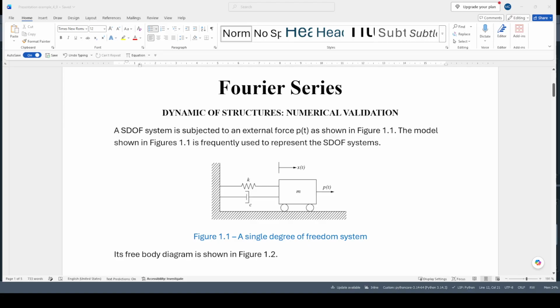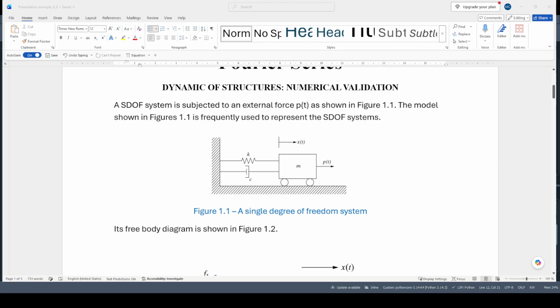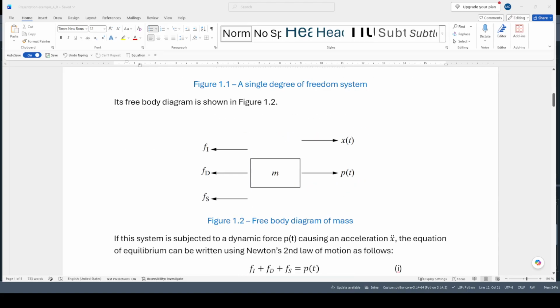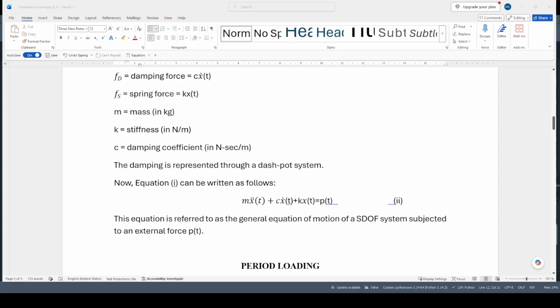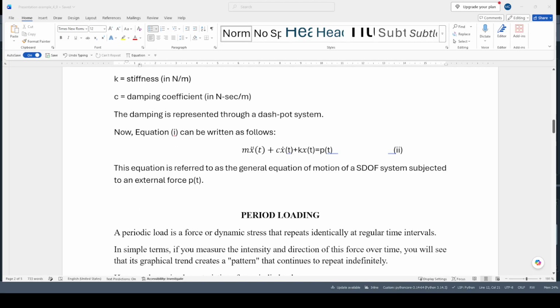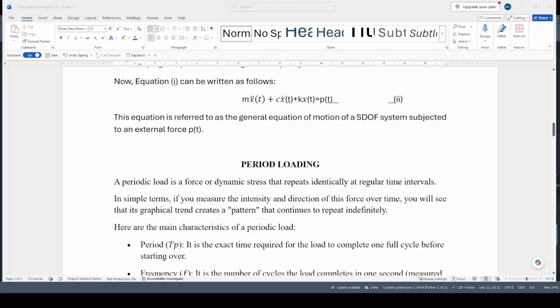the mass m, where a damping force and a spring force are applied. So we can write in this case the equilibrium of forces using the second law of motion. The inertial force plus the damping force plus the spring force is equal to P(t). So finally m times the acceleration plus c, the damping coefficient, times the velocity, plus k times the displacement is equal to P(t).